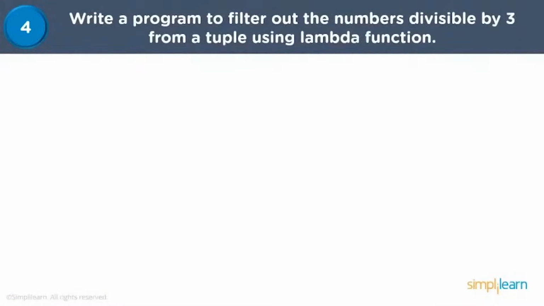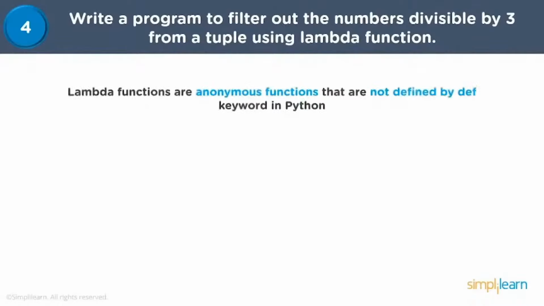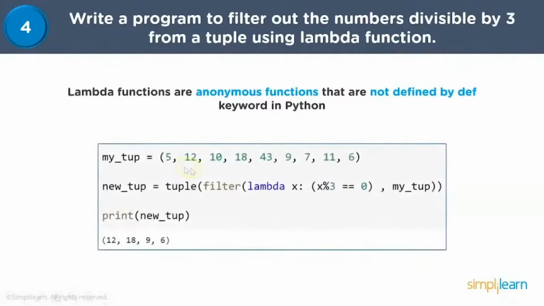The fourth question is to write a program that will filter out the numbers divisible by 3 from a tuple using lambda functions. Lambda functions are anonymous functions that are not defined by the def keyword in Python. Here you can see I have the example. This is a tuple I have defined, and using filter along with the lambda function I am trying to find the numbers that are divisible by 3, and finally I am printing those numbers. So let's do it on our Jupyter notebook.